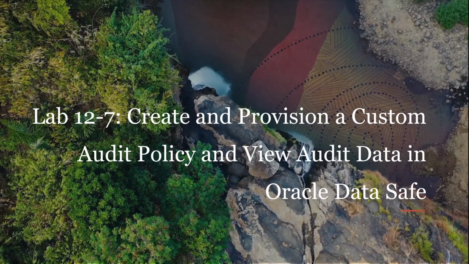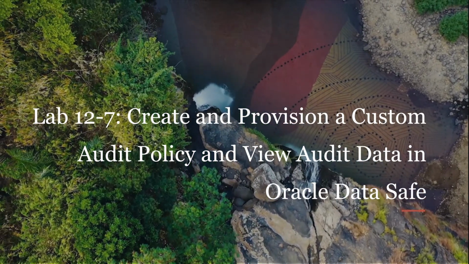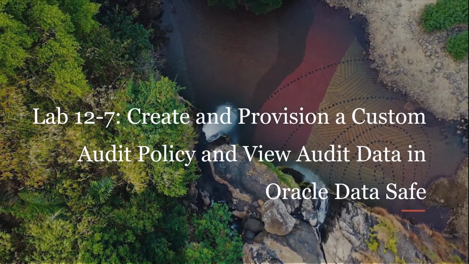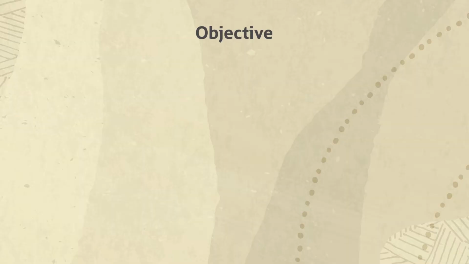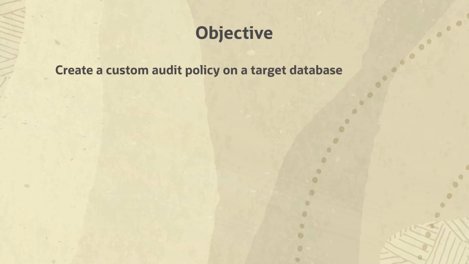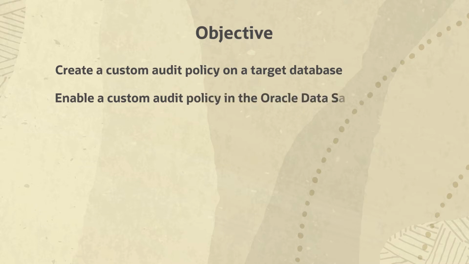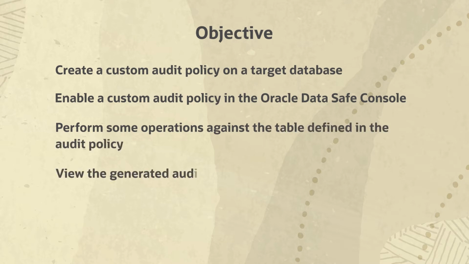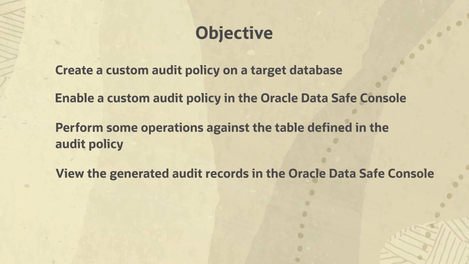Lab 12-7, create and provision a custom audit policy and view audit data in Oracle Data Safe. In this lab, you will learn how to create a custom audit policy on a target database, enable a custom audit policy in the Oracle Data Safe console, perform some operations against the table defined in the audit policy, and view the generated audit records in the Oracle Data Safe console.